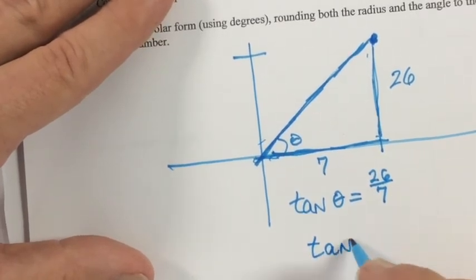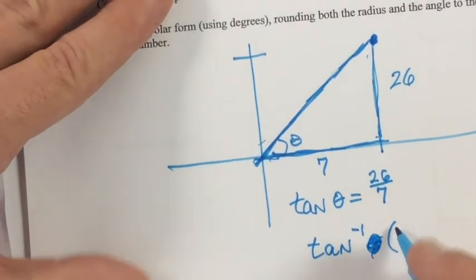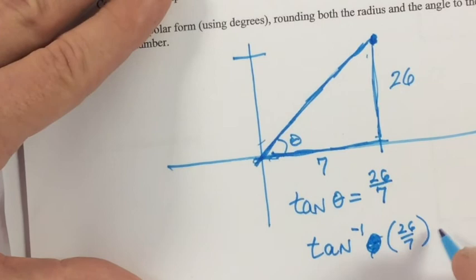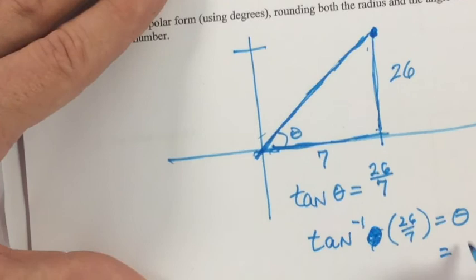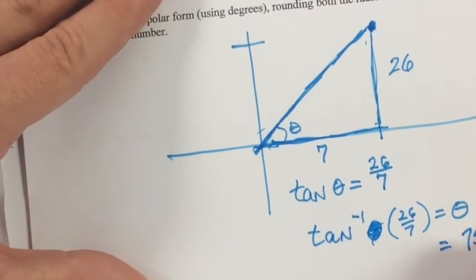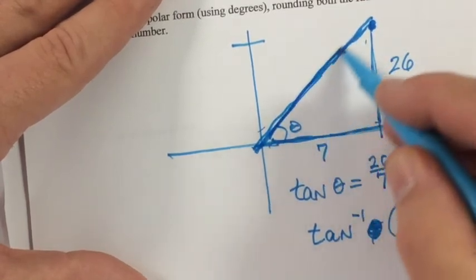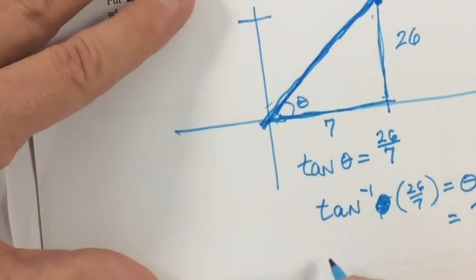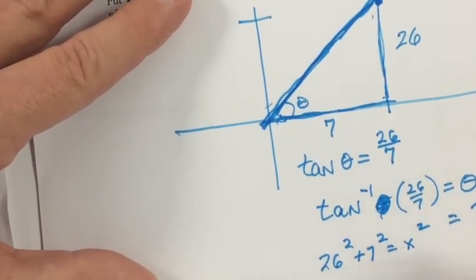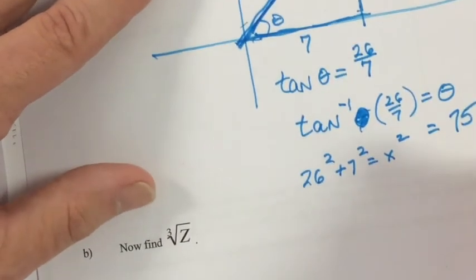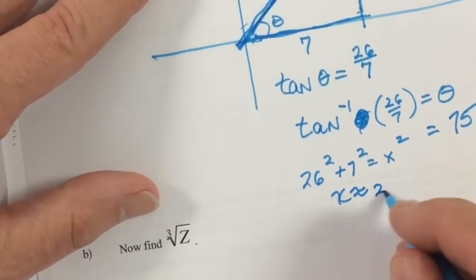If I take the inverse tangent of 26 over 7, I believe I get 75 degrees. And here, in order to get this distance right here, I've got to take 26 squared plus 7 squared, make that equal to x squared. And x is about 27.